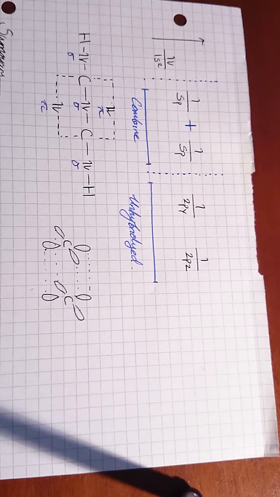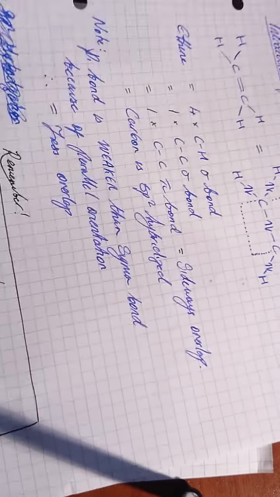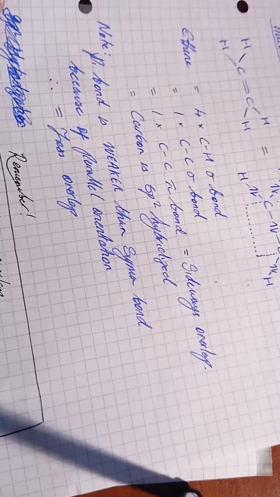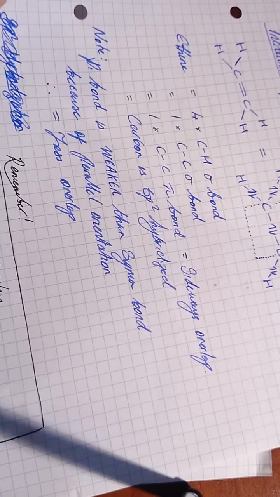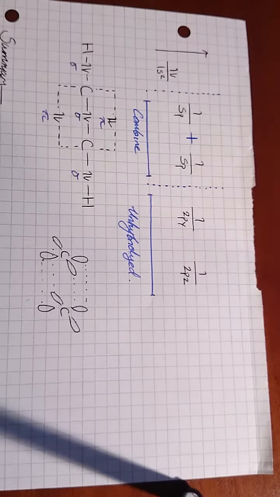However, it is important to note that it takes less energy to break the carbon-carbon pi bond than the carbon-carbon sigma bond, due to less effective parallel sideways overlap. As I first mentioned at the beginning of this video, I stated that the pi bond is weaker than the sigma bond because of parallel orientation, therefore it has less overlap.